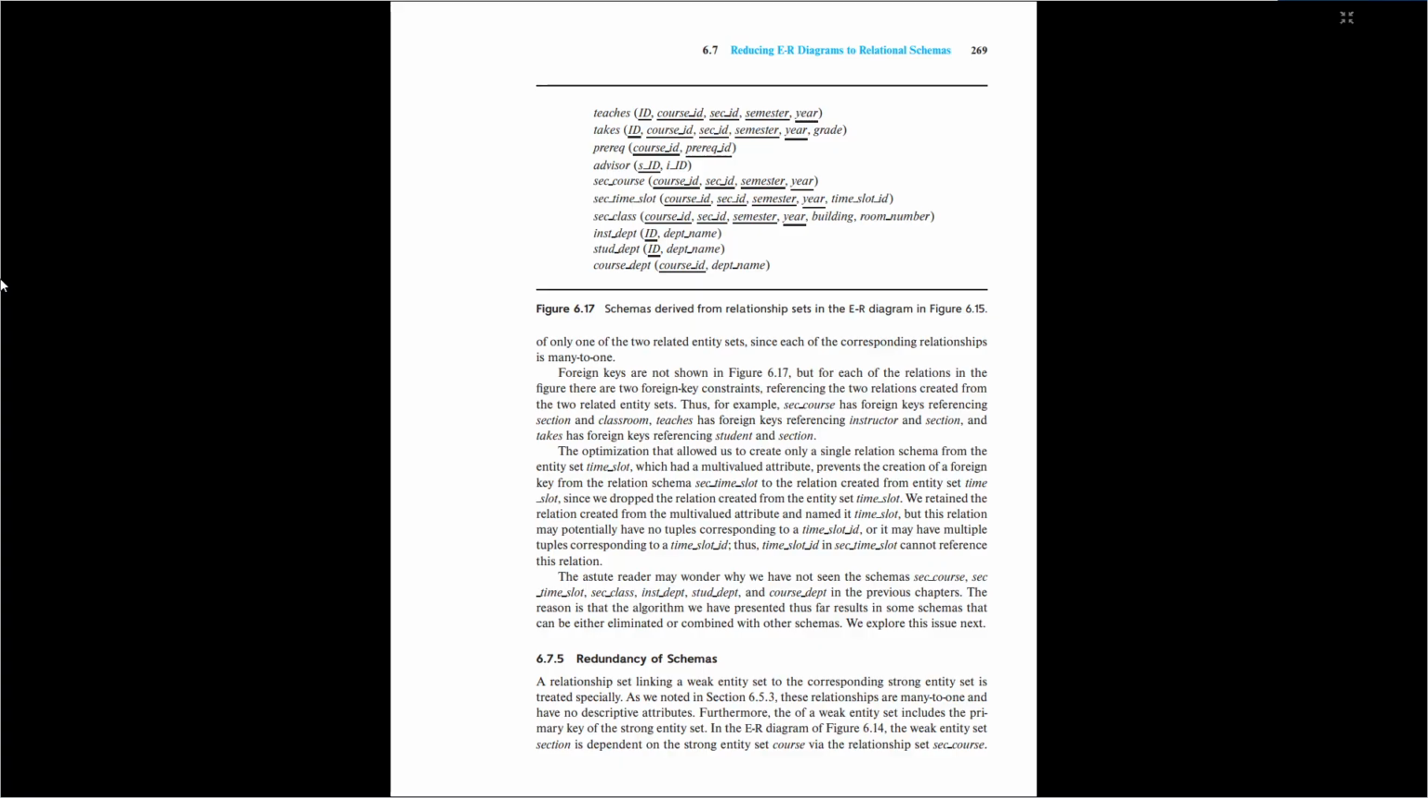6.7.6 Redundancy of schemas. A relationship set linking a weak entity set to the corresponding strong entity set is treated specially. As we noted in Section 6.5.3, these relationships are many-to-one and have no descriptive attributes. Furthermore, the primary key of a weak entity set includes the primary key of the strong entity set. In the E-R diagram of Figure 6.14, the weak entity set section is dependent on the strong entity set course via the relationship set sec_course.